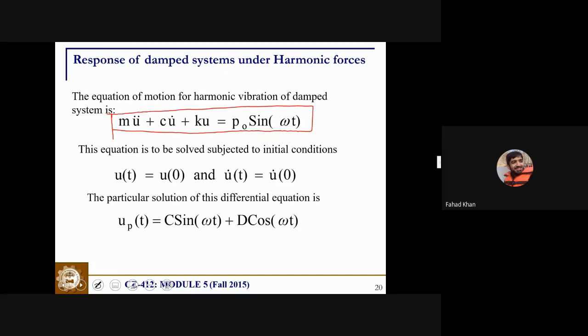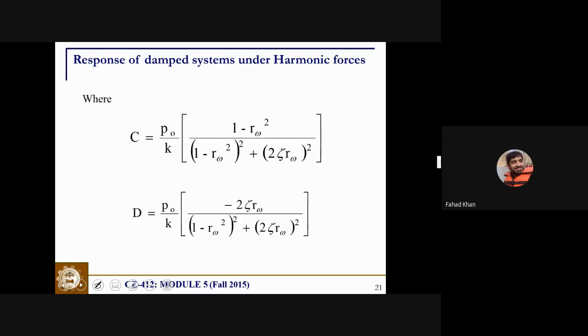Again, it's a non-homogeneous ordinary second order differential equation. So it will have two solutions, the complementary and the particular solution. Initial conditions are already given, and the particular solution of the differential equation will take this form: u p of t equals C sine omega t, again the forcing frequency, plus D cosine omega t. The values of C and D can be determined using ordinary mathematical formulas, and they should boil down to this. So this is the value of D and this is the value of C.